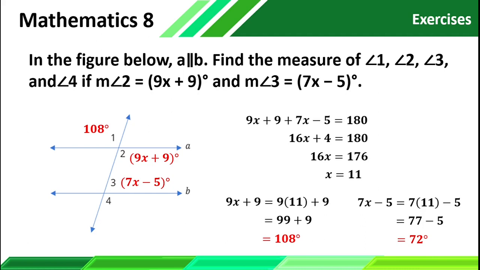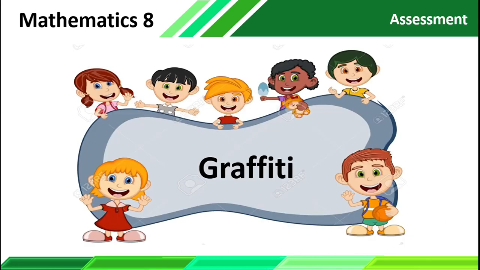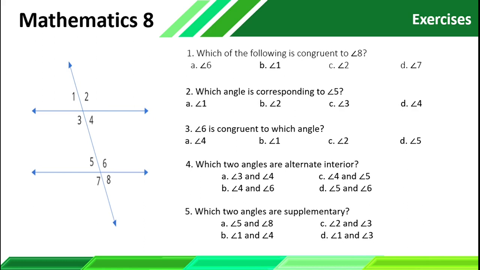And we know that angle 1 and angle 4 are both alternate exterior angles. Therefore, they are also congruent. Therefore, angle 4 is also 108 degrees as well. I hope this is very clear with you. Now, let's proceed with our short assessment. I want you to pause the video for a while and we will reveal the answer afterwards.